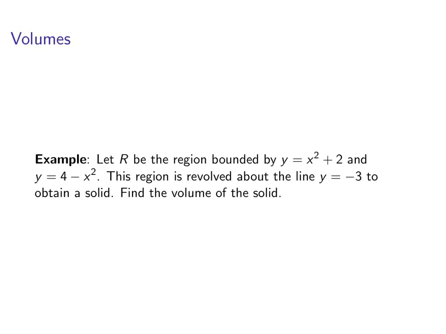Hello, calculus fans! So let R be the region bounded by y equals x squared plus 2 and y equals 4 minus x squared. We're going to take this region and revolve it about the line y equals negative 3 to obtain a solid. And we're going to find the volume of this solid. Alright, first things first, let's look at a picture.